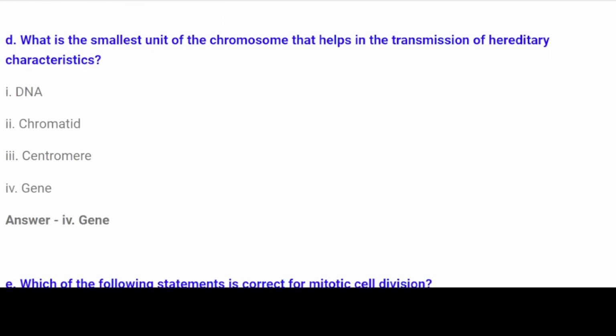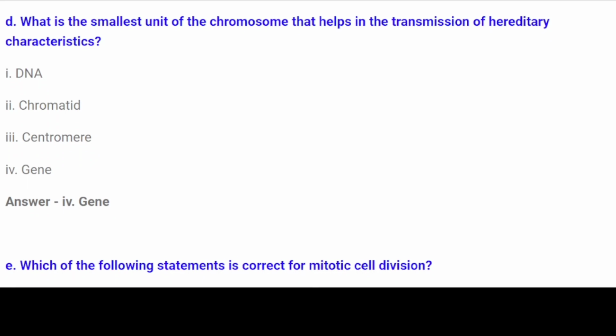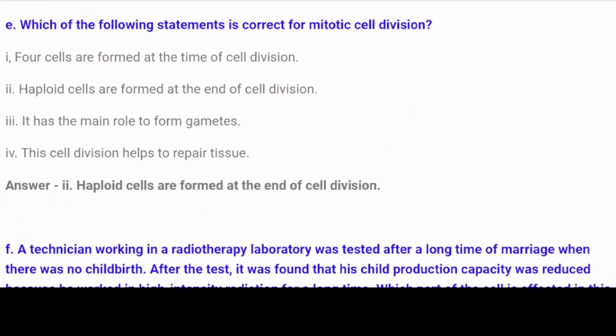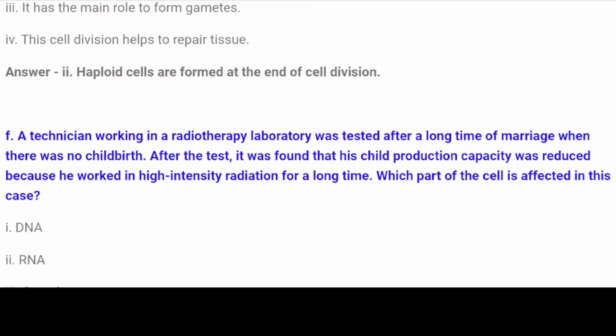D. What is the smallest unit of the chromosome that helps in the transmission of hereditary characteristics? 1. DNA. 2. Chromatid. 3. Centromere. 4. Gene. Answer 4. Gene. E. Which of the following statements is correct for mitotic cell division? 1. 4 cells are formed at the time of cell division. 2. Haploid cells are formed at the end of cell division. 3. It has the main role to form gametes. 4. This cell division helps to repair tissue. Answer 2. Haploid cells are formed at the end of cell division.